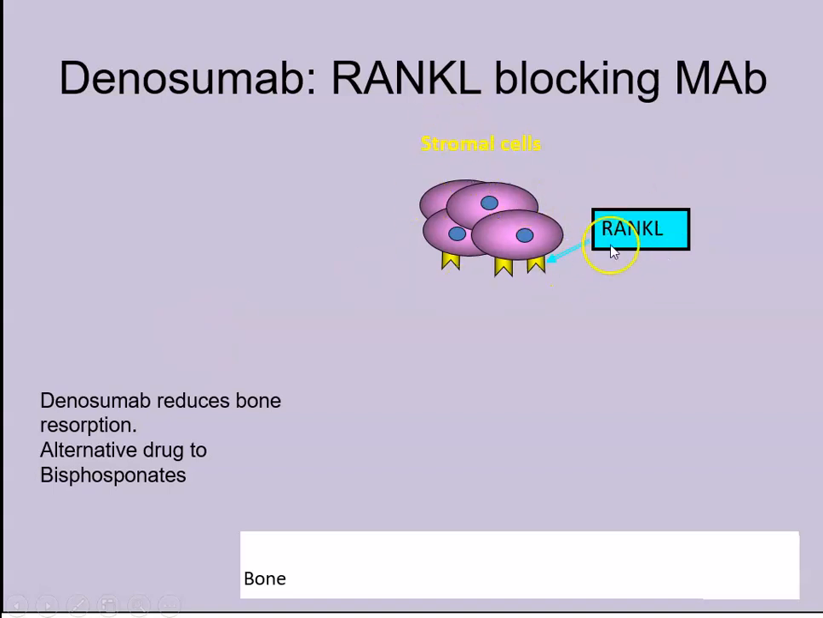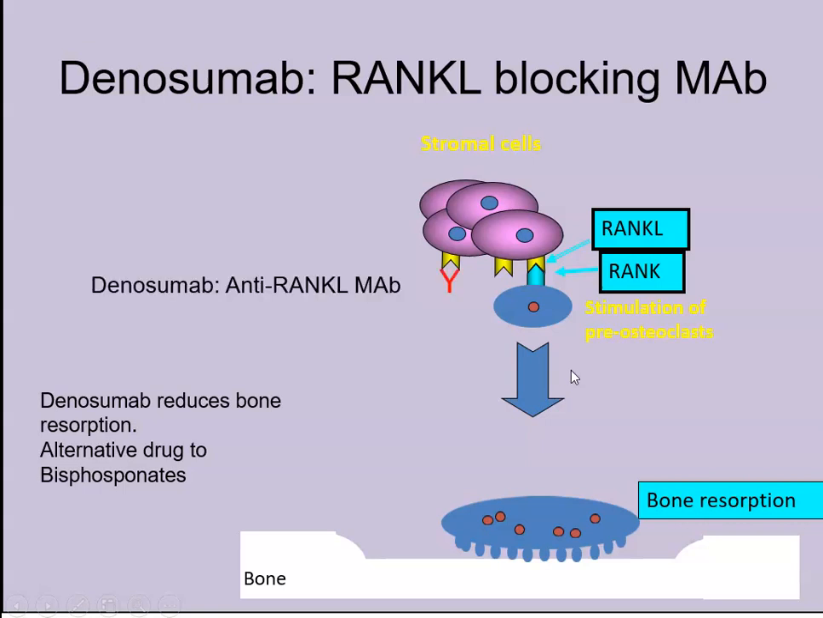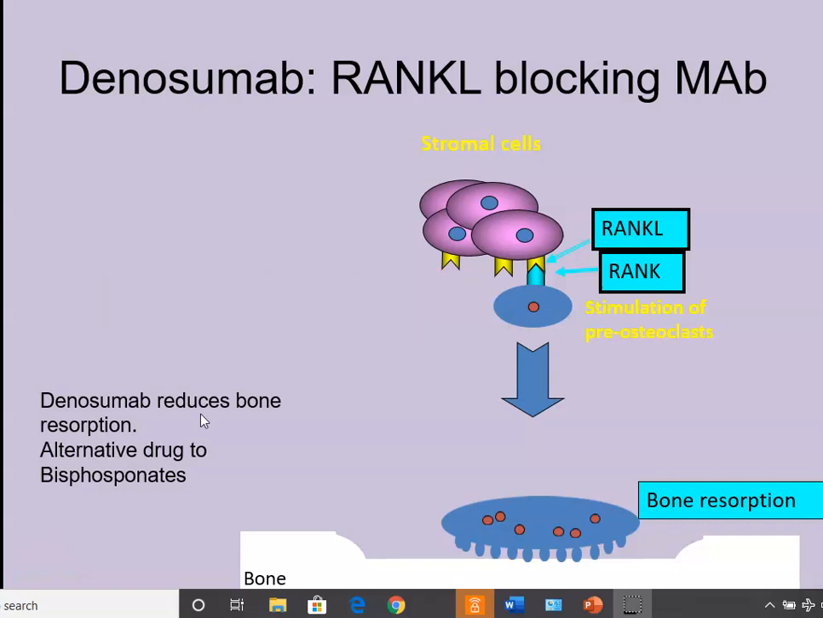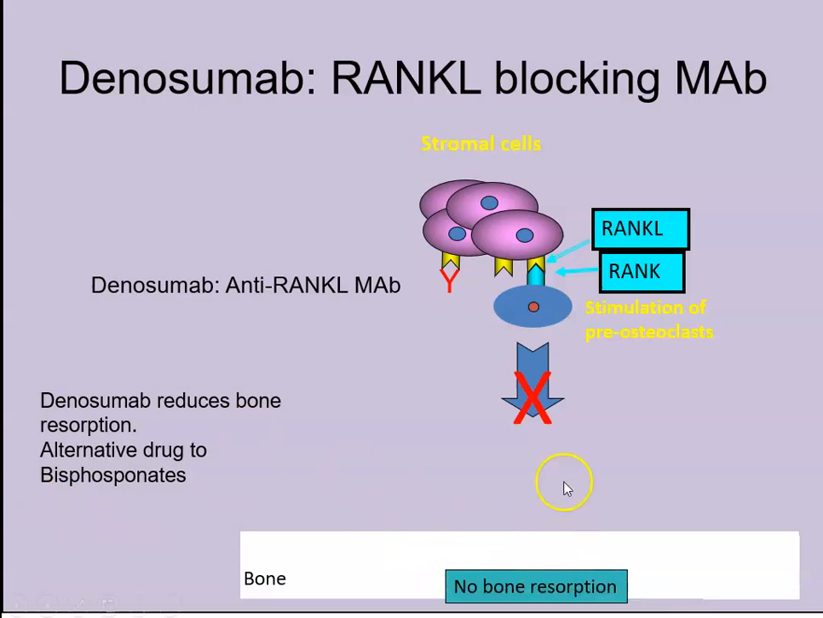So here's our stromal cells, here's our RANK ligand. We know that RANK ligand binds to RANK on the surface of preosteoclasts. That drives osteolysis. What we can do is give denosumab as a monoclonal antibody. It's anti-RANK ligand, it blocks RANK ligand, it prevents RANK interaction, and therefore prevents osteoclast formation. So this is doing a very similar job to what osteoprotegerin did on a very similar looking slide earlier on. And denosumab is very much an alternative drug to give in replacement to bisphosphonates. So just like before, in comes the denosumab, that will inhibit osteoclast formation, and we'll get no bone resorption going on in that situation.